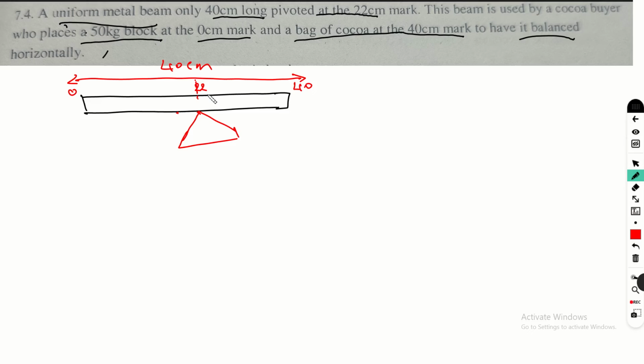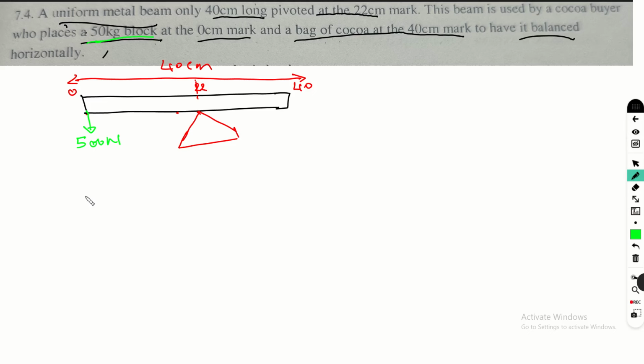Now the cocoa bag is placed. Someone places 50 grams at the 0 centimeter mark. So they put the bag here at the 0 mark. Let me use another color. So we have here 50. Now you will not put 50 kilogram at this point because this one indicates the weight. This value here is the mass. So how do you get the weight? You multiply this value by 10. So instead of 50, you have 500 newtons.